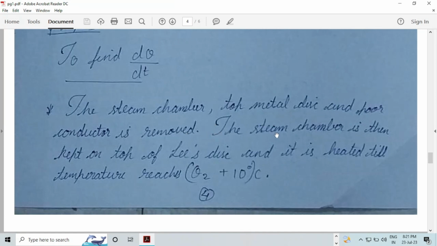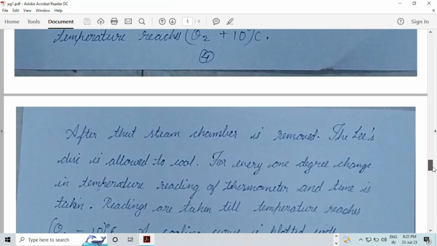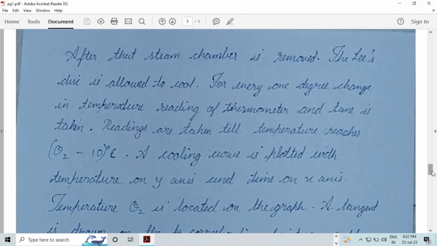Then the steam chamber is kept on top of least disk and is heated till temperature reaches theta 2 plus 10 degrees Celsius. After that, steam chamber is removed. Then the least disk is allowed to cool. For every 1 degree change in temperature reading of thermometer, temperature is noted and time is also noted. Then readings are taken till temperature reaches theta 2 minus 10 degrees Celsius.